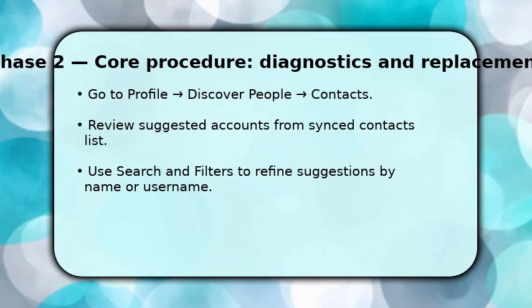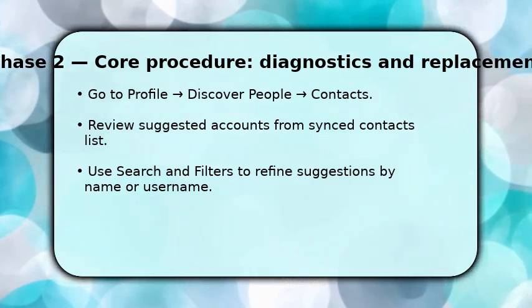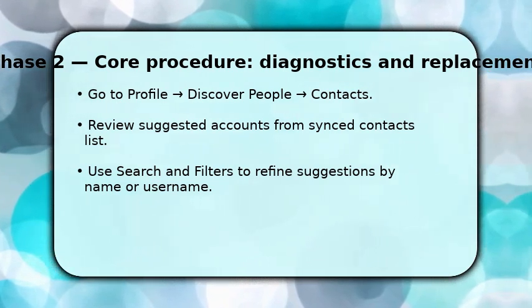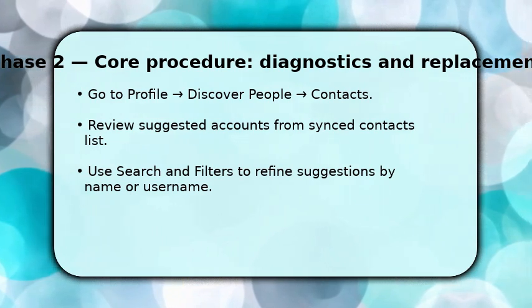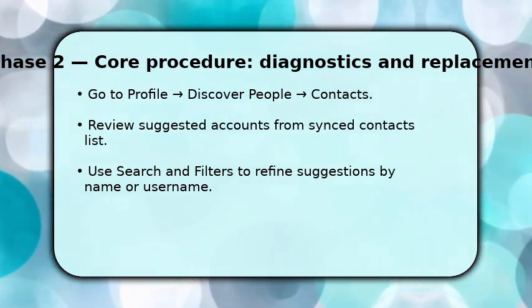Now you'll find matches. Tap your profile, then discover people, and choose contacts. Instagram shows suggested accounts based on matching phone numbers and emails. Scan these results and tap profiles to verify identity. If you see multiple matches, compare profile photos and bios to confirm who's who.